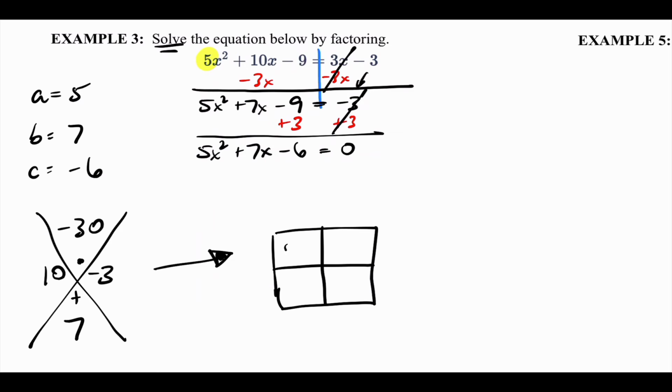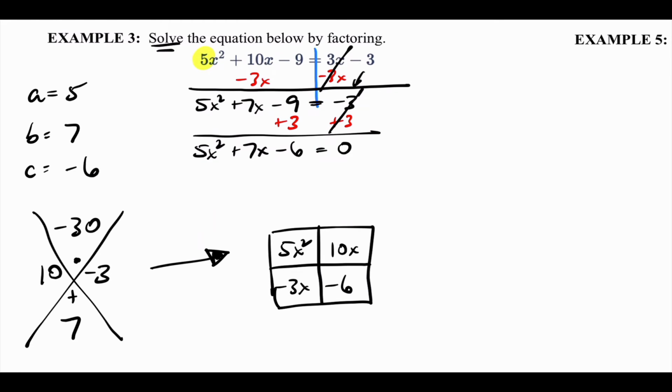Okay, so we get 5x squared, this guy there. This guy goes in the last box, -6. Then I get 10x minus 3x, or -3x. Okay.